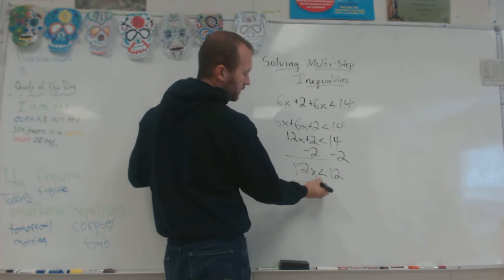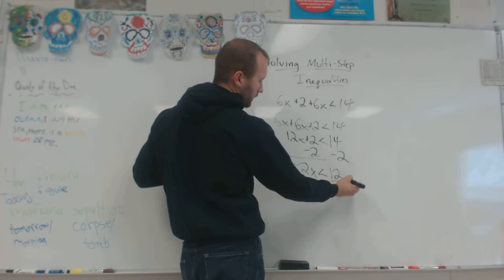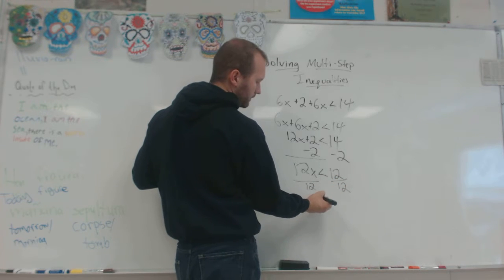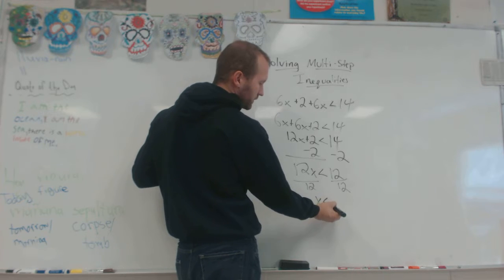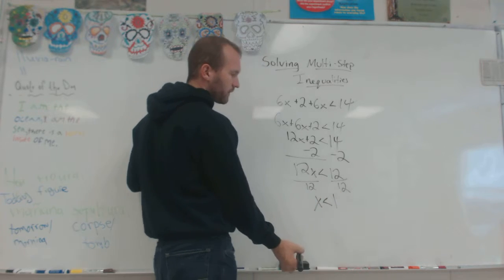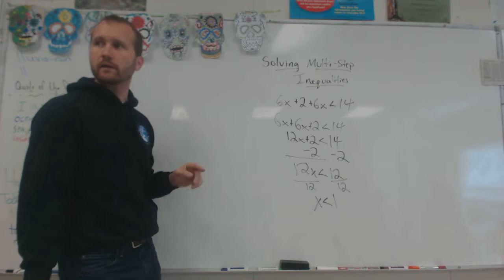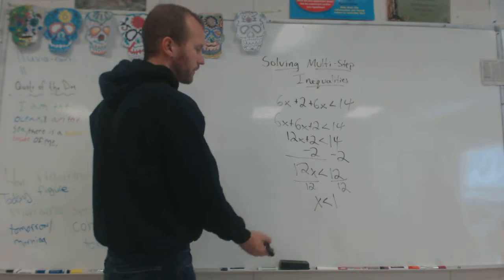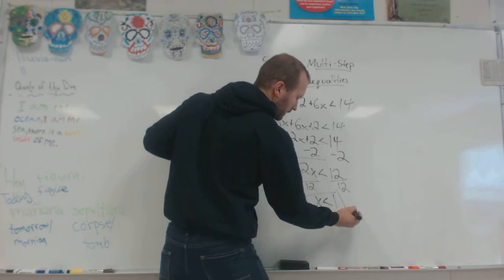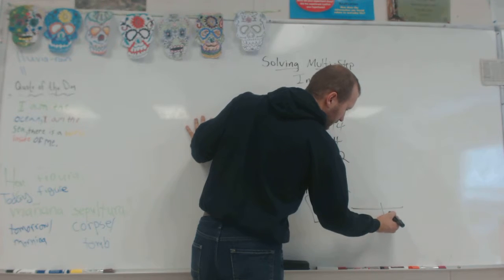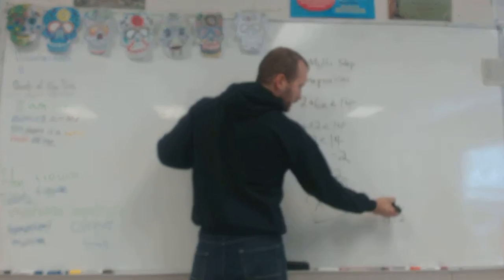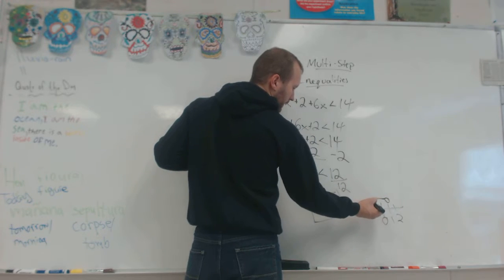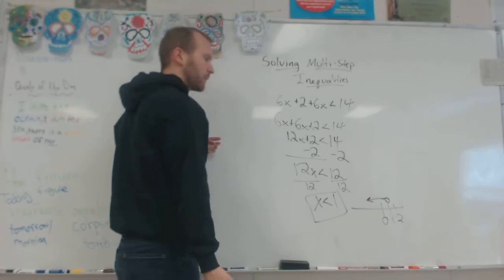Now I need to divide by 12. Do I have to flip my inequality? Yeah. Dividing by 12, it's a positive number, so I don't have to worry about that. 12 divided by 12 is 1. X is less than 1. Box my answer, do a number line, 0, 1, 2. It's going to be a hollow dot because there's no equal to, and it's going to be pointing that way.